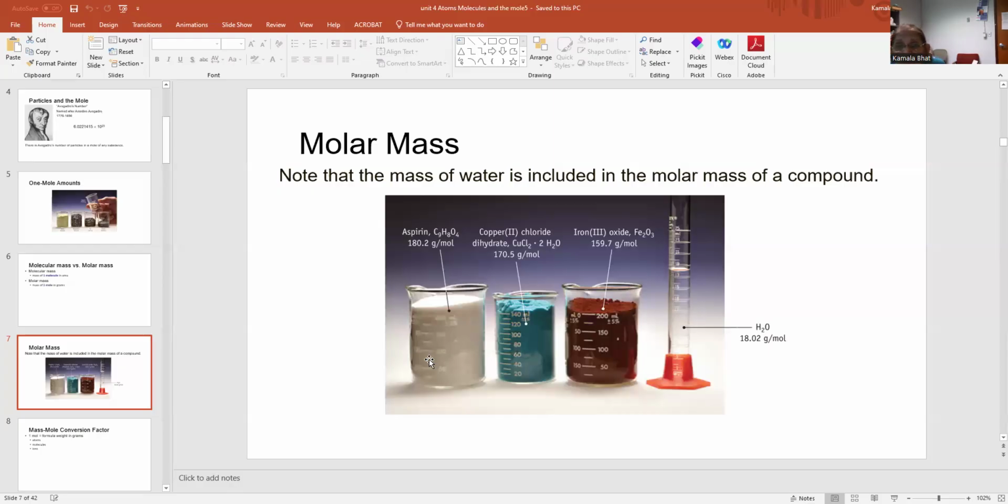Same thing for Fe2O3. In Fe2O3, which is basically rust, you see that you have 2 Fe and 3 oxygen. So 2 times the atomic mass of Fe plus 3 times the atomic mass of oxygen will give you the molar mass of that particular compound, Fe2O3. Now, when you look at calcium chloride dihydrate, the molar mass is calculated.